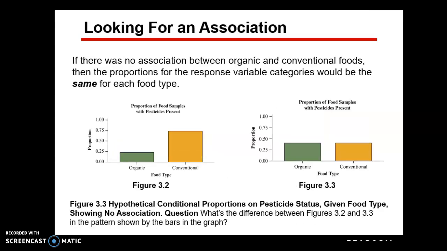So if you put this into bar graph form, you can see very quickly on the left-hand side that conventional is much larger by proportion than organic. The one on the right is saying, what if they were the same size? What would it look like?